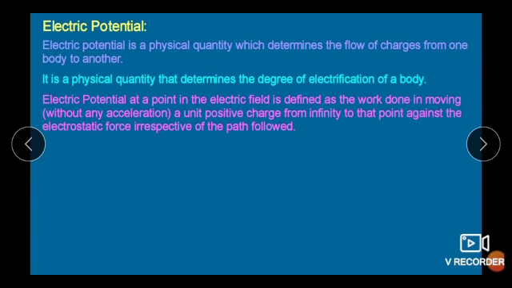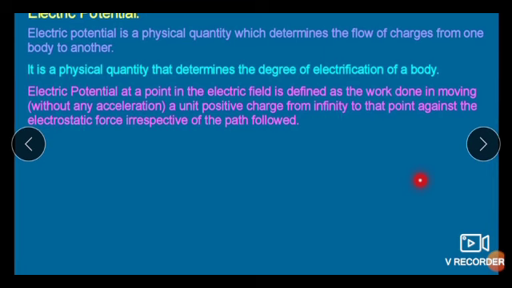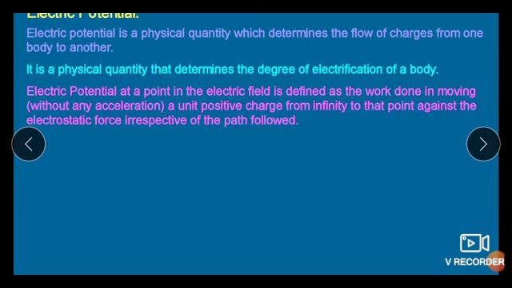Electric potential at a point in the electric field is defined as the amount of work done in moving a positive charge, a unit test charge, from infinity to a point inside the field, against the field, without any acceleration. Means it is the amount of work done in bringing a unit positive charge from infinity to a point inside the field, when we are doing work against the electrostatic field.